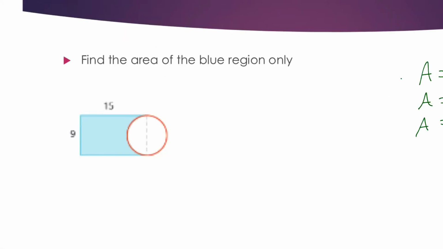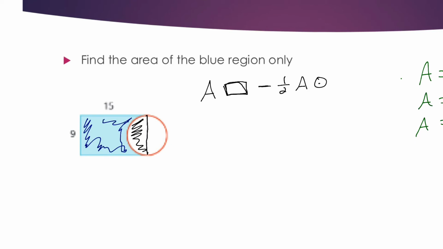Okay, on this problem, we're going to find the area of the blue region only, but keep in mind that this end has a semicircle right here. So what I'm going to do is subtract off half of the circle. So I'm going to find the area of the rectangle. That's a terrible rectangle, but area of a rectangle. And I'm going to subtract off half of the area of a circle. Okay? And that'll give me the area of this blue region right here.